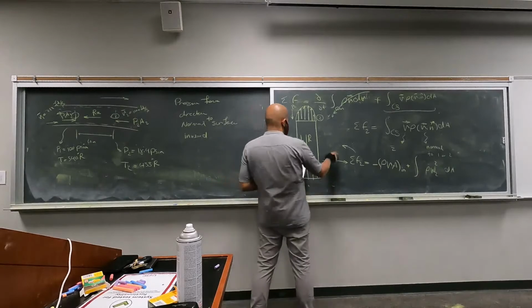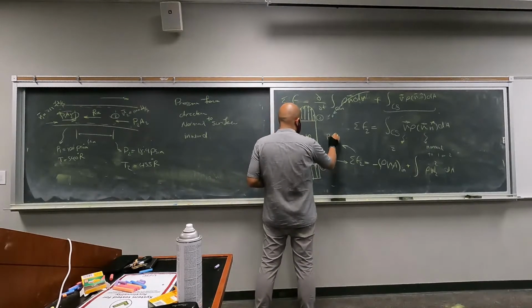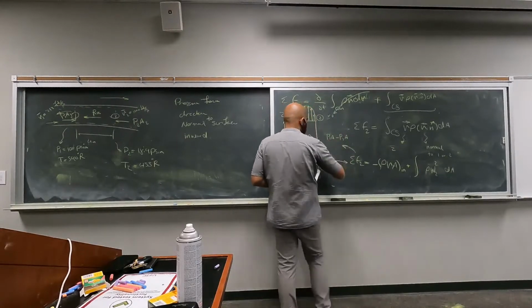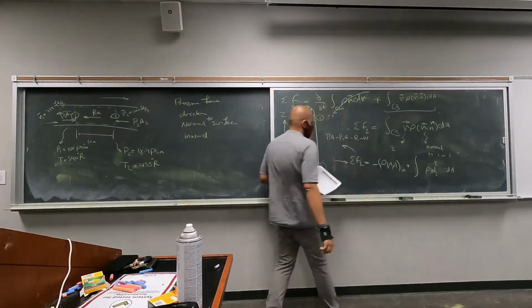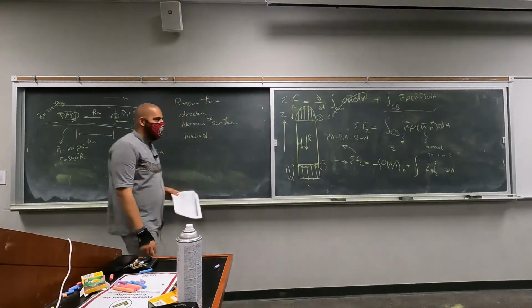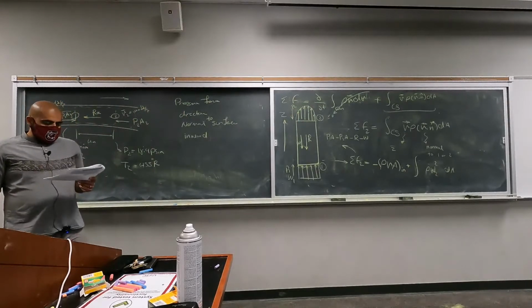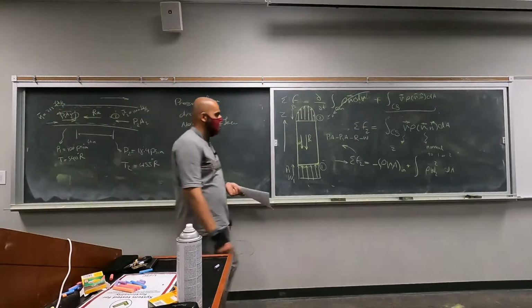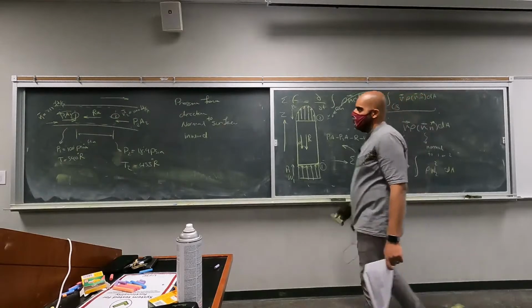So for sigma F, we have P1A minus P2A. A is the same for both cases, so we're going to keep it as A, minus W. This will be the sigma F. We should be given the reaction force here to be able to find the pressure drop, because we are not given pressures and we are not given the reaction force.